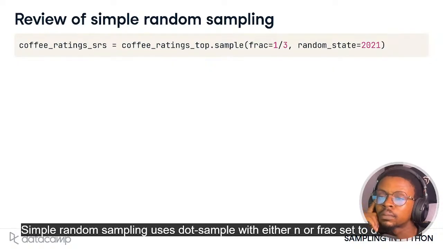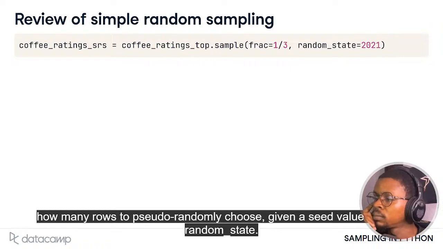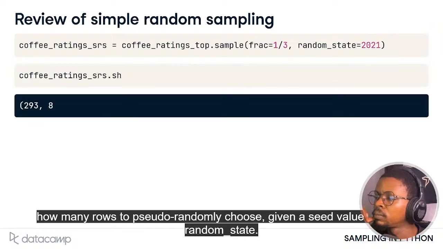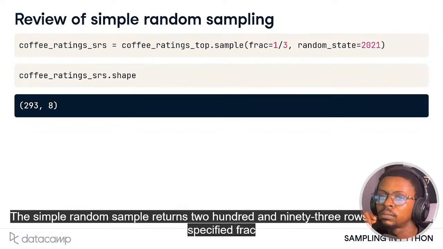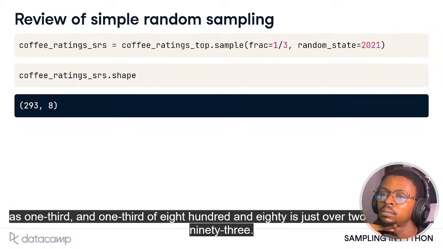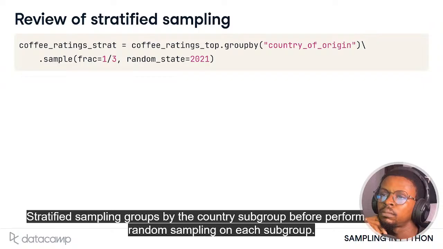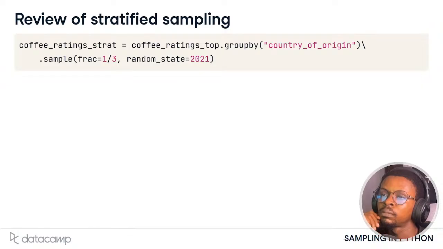Simple random sampling uses dot sample with either n or frac set to determine how many rows to pseudo-randomly choose, given a seed value set with random state. The simple random sample returns 293 rows, because we specified frac as 1/3, and 1/3 of 880 is just over 293. Stratified sampling groups by the country subgroup before performing simple random sampling on each subgroup.